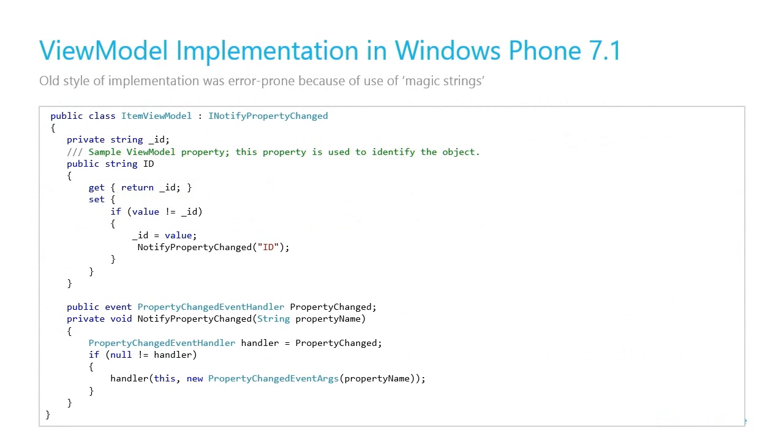Now, there's a nice enhancement in Windows Phone 8. So this is the old way of doing it. There's a property called ID, a string, which has a getter on it, which simply returns the value of that property. The setter says, okay, if the value you're setting me to is changed, then we update the backing field, and then we fire this property changed event through calling that private method called NotifyPropertyChanged. Now, the problem with that is that when we call NotifyPropertyChanged, we have to pass the string value of that property name.